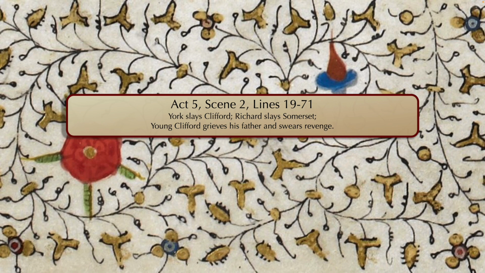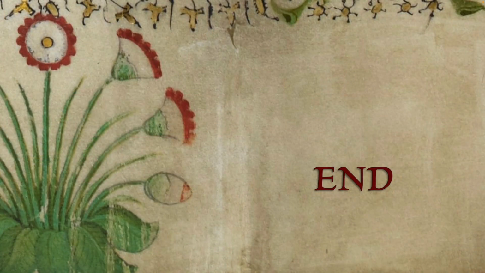That's a really strong, powerful couplet with which his speech ends, and that is very much Richard's character in the sequel to this play, and also in his own play, Richard III, which we'll read later. Young Clifford grieves his father also in these lines, and has great lines about war and swearing revenge. So that concludes this presentation on the second part of King Henry VI.